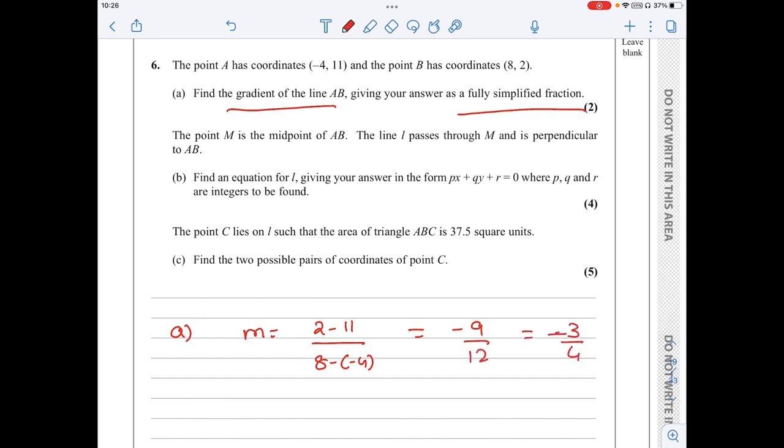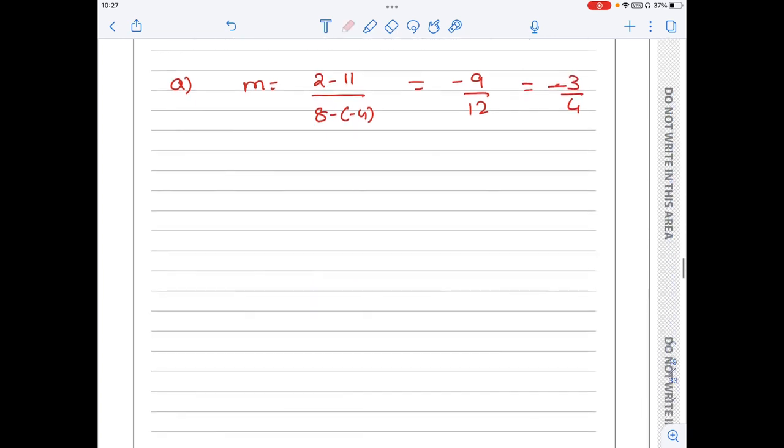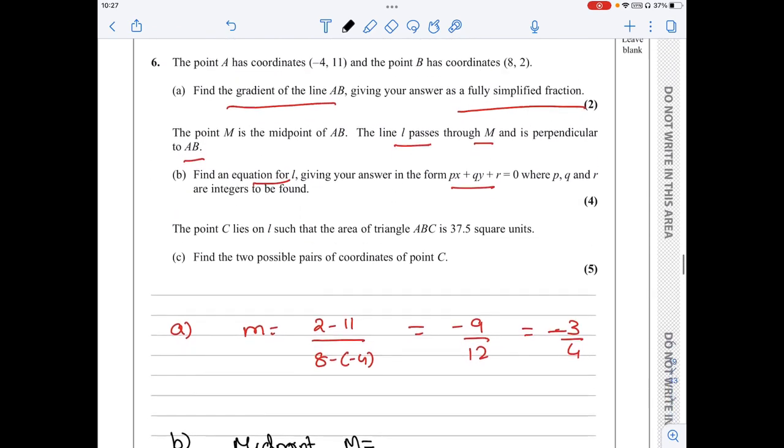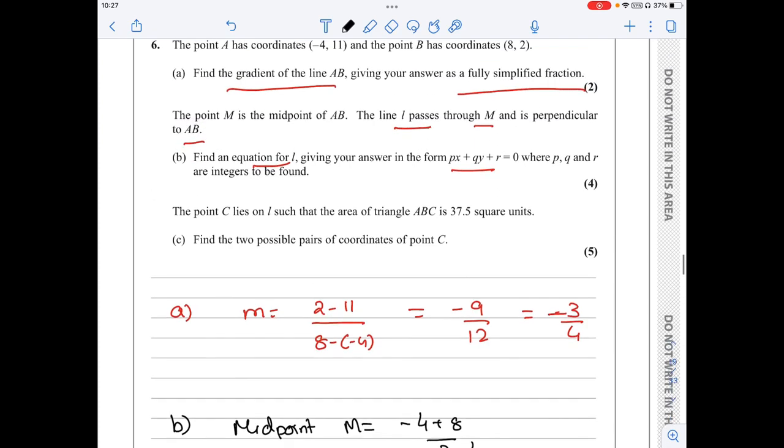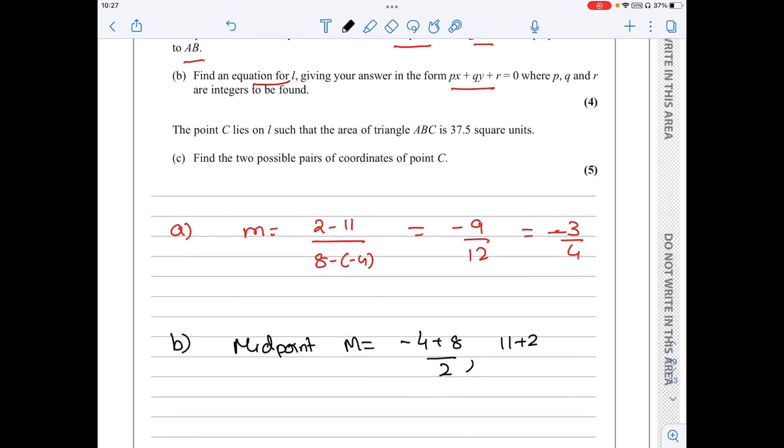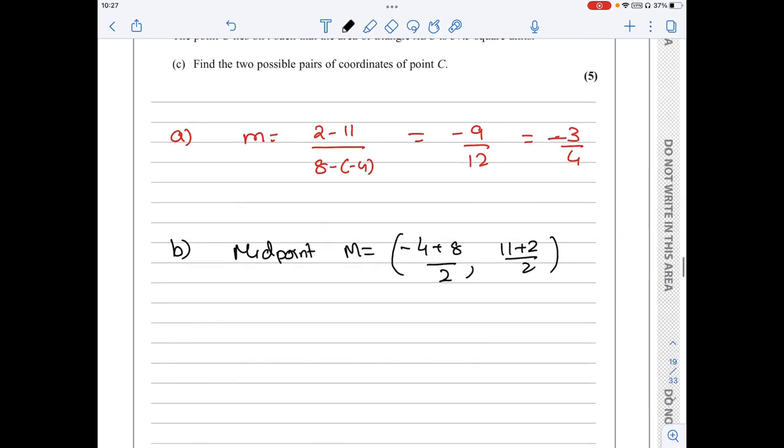Next, the point M is the midpoint of AB. L passes through M and perpendicular to AB. Find the equation of L in this particular form. So, part B, midpoint. Midpoint is nothing but what? M, which is x1 plus x2 by 2, y1 plus y2 by 2, which is minus 4 plus 8 upon 2, comma 11 plus 2 upon 2. So which becomes 2 comma 13 upon 2. This is going to be the midpoint.